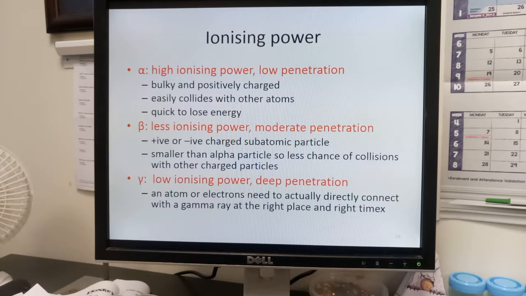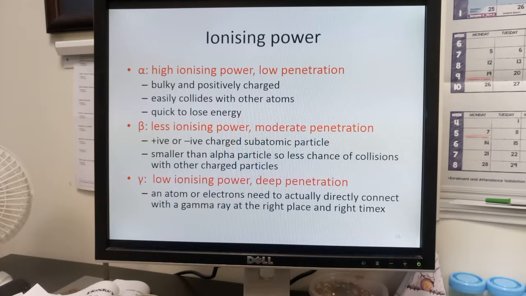But it's got low penetration because on the atomic level it's actually quite bulky and it's not that quick. It easily collides with other atoms, and as a result, because it's so big, it's able to lose all of its energy quite quickly, so it never really penetrates very far, but it can do quite a lot of damage.